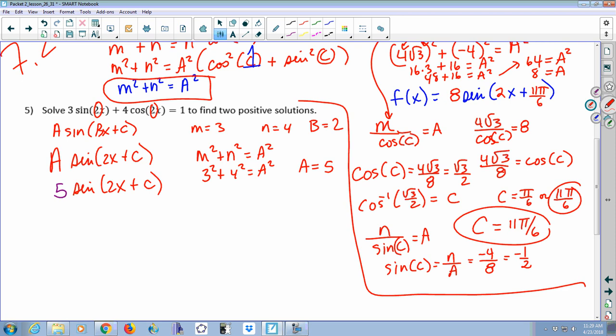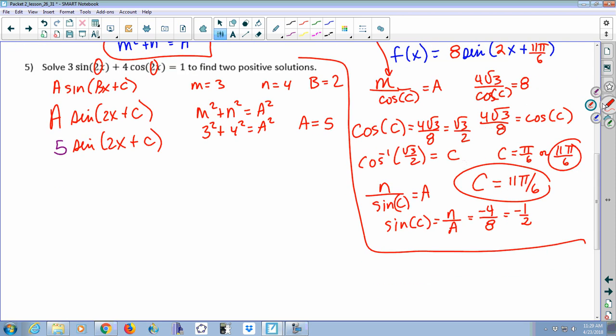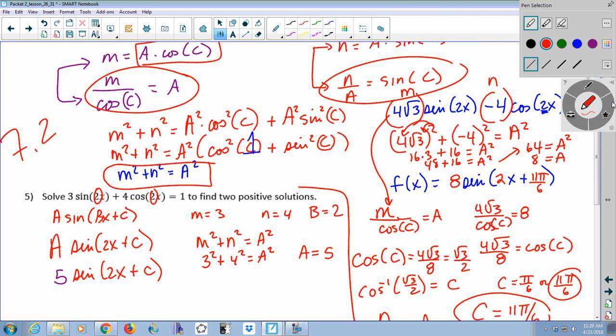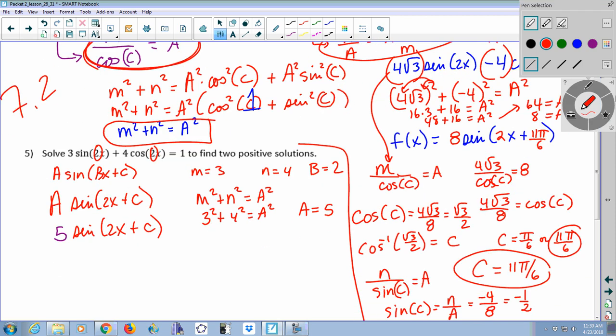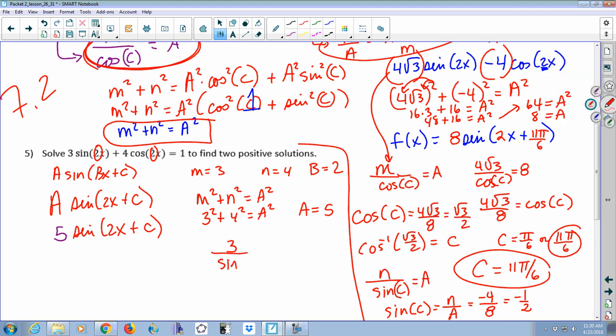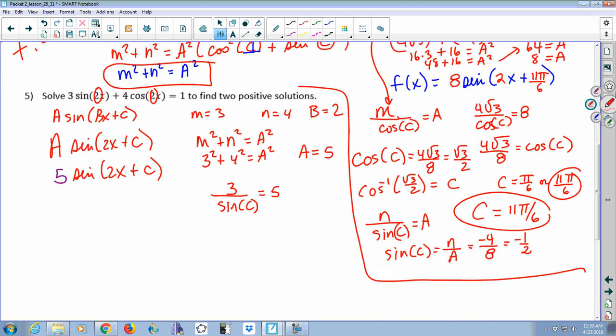Okay, so how are we going to find c? We go back right here. We use this right here. M divided by sine of c equals A. So M is 3, divided by the sine of c equals A, which is 5. So I multiply both sides by sine of c and then divide both sides by 5, and I get 3/5 equals the sine of c.